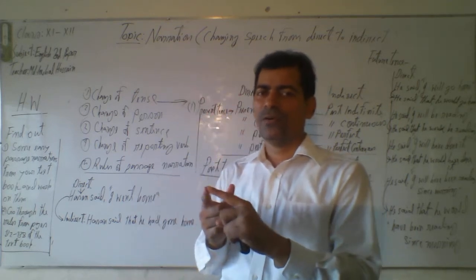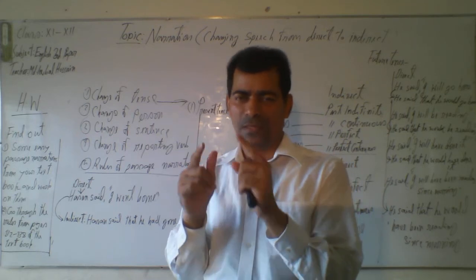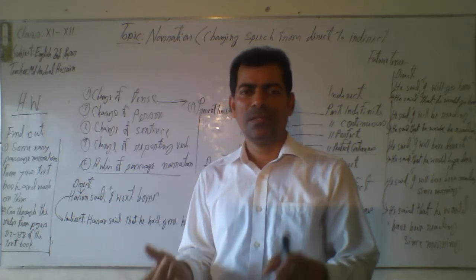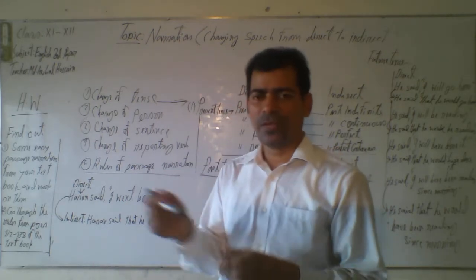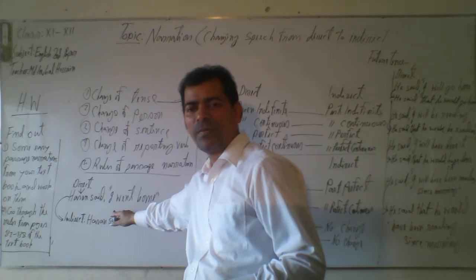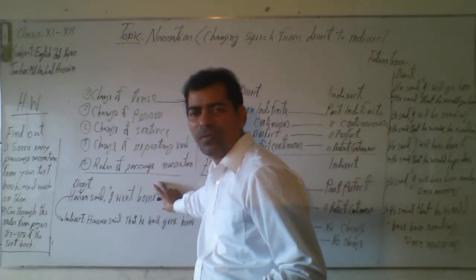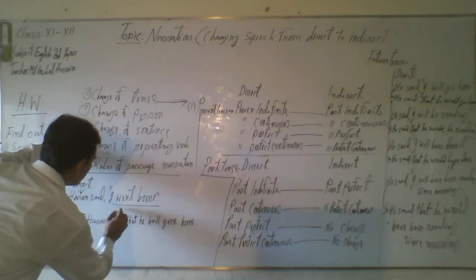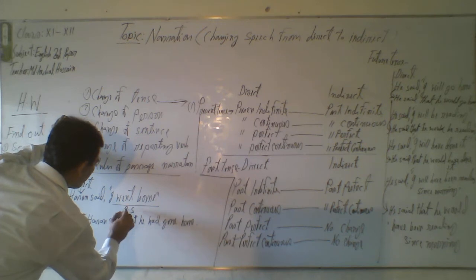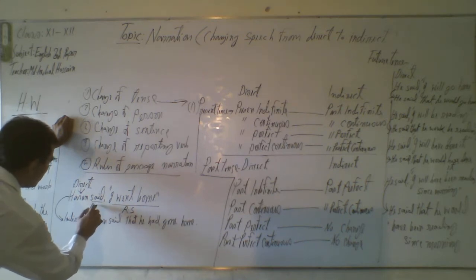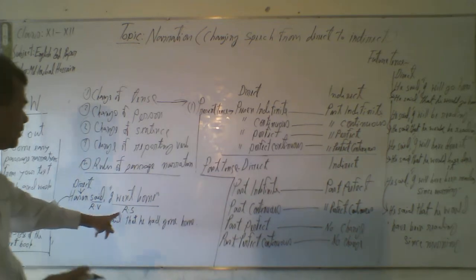The direct narration is always within the inverted commas. The statement of a particular person or a speaker is within the inverted commas. As I have shown here, direct narration: Hassan said, "I went home." This statement is within the inverted commas. So what is within the inverted commas is called reporting speech. In brief, I am writing RS, and the verb here, he said, is the reporting verb. In brief, I have written here RV.